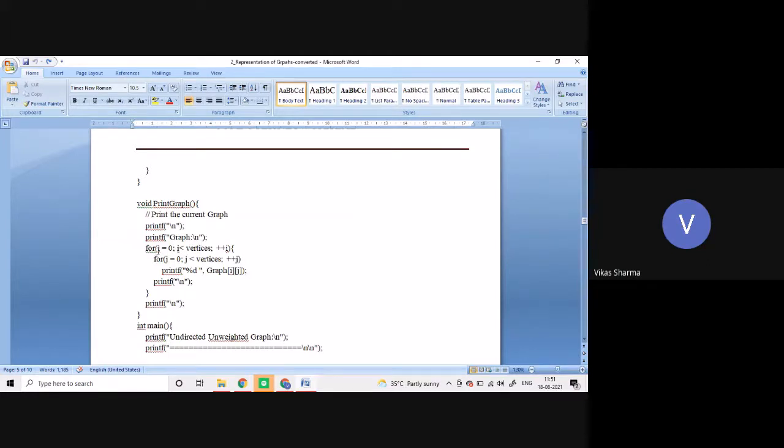For loop we are taking: i equals 0, i less than vertices. The same procedure is used again for printing the graph. So for the vertices we will take two for loops, and for the edges we take a single for loop. Again for vertices: i equals 0, i less than vertices, i plus plus, and j equals 0, j less than vertices, j plus plus.